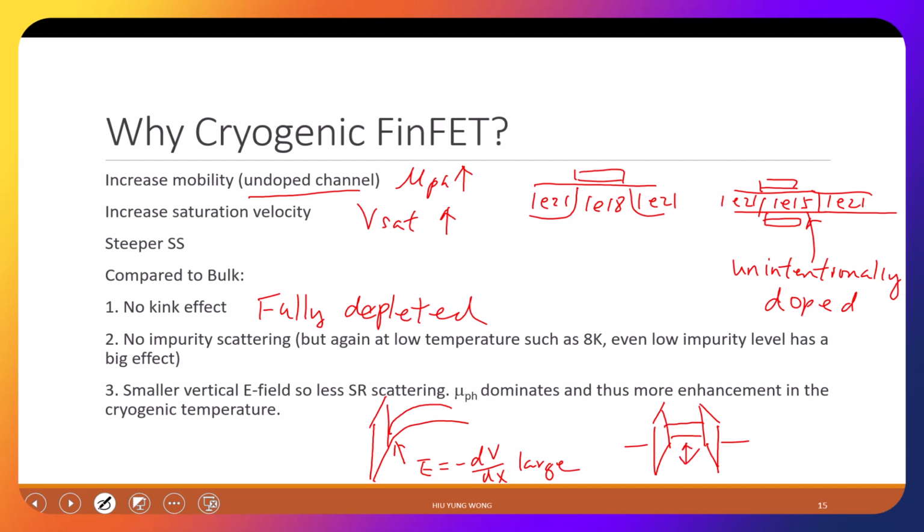You have some bending. I drew it very extreme, and so this is flat, or flatter. Then you have less surface roughness scattering. And sometimes when it is at a high voltage, you can also get something called volume inversion. It's just like what you asked earlier. Everything is transporting at the center, so they're far away from the interface. So surface roughness scattering is even smaller.